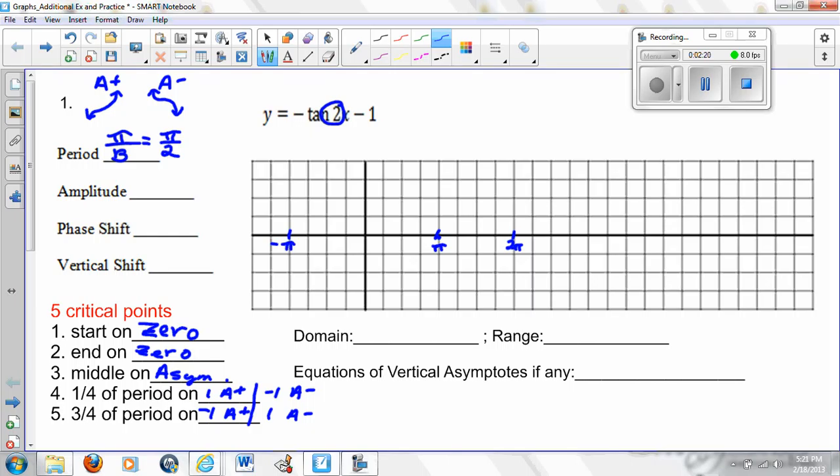There is no amplitude on the tangent graph, just a vertical stretching and shrinking factor. In this case, it's going to be a 1, so there's no shrinking or stretching. So I'm going to write down no amplitude. Phase shift: there is no phase shift in this problem, so it is none. And the vertical shift has to do with the d value, so it would be -1, coming down 1.